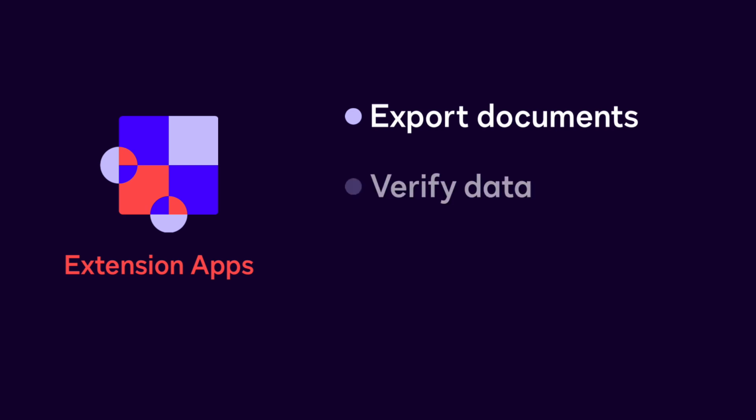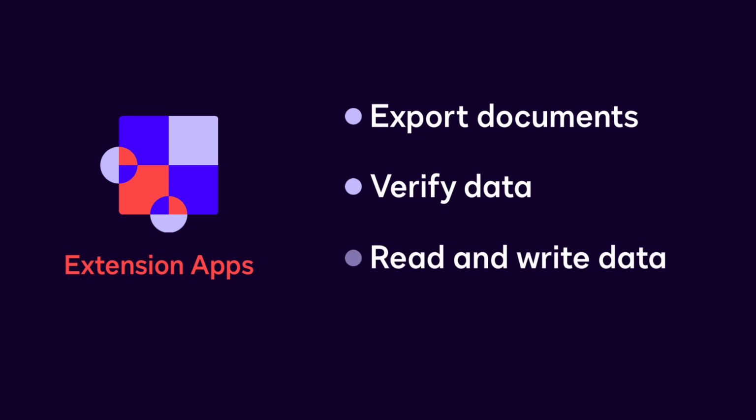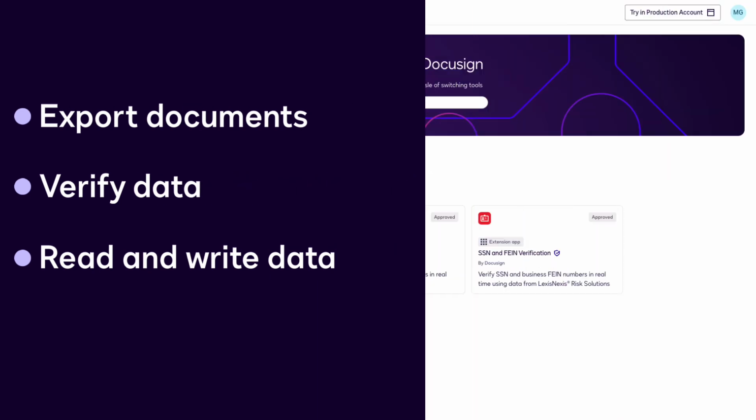For instance, extension apps can export documents from a workflow to an external app, verify specific data, like bank account details or addresses during a signing process, verify data, like client IDs, against your internal systems, or read data from and write data to another application.